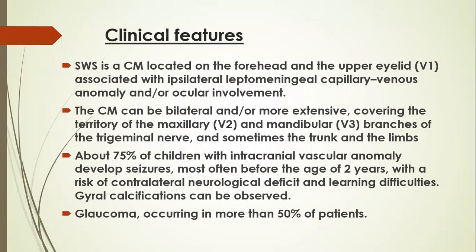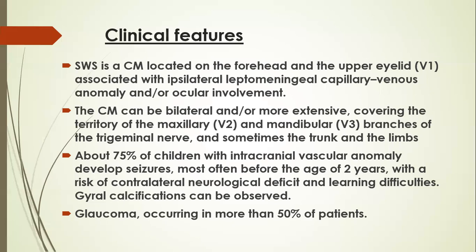Clinical features. Sturge-Weber syndrome is a capillary malformation located on the forehead and upper eyelid distribution of V1 associated with ipsilateral leptomeningeal capillary venous anomaly and ocular involvement. So the brain abnormalities and eye abnormalities are seen on the same side as that of the capillary malformation. This capillary malformation can even be bilateral or more extensive, even covering the territories of maxillary and mandibular branches of trigeminal nerve and sometimes extending to trunk and limbs.